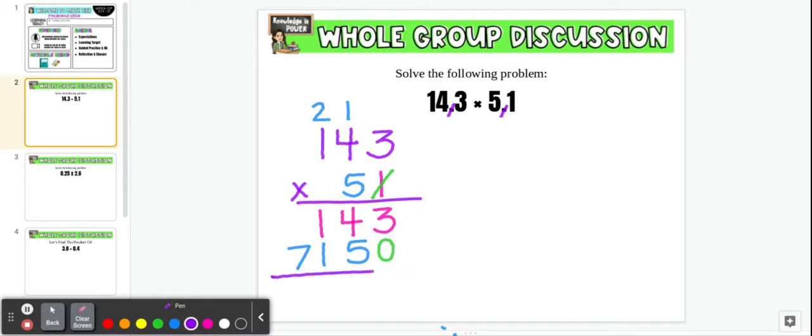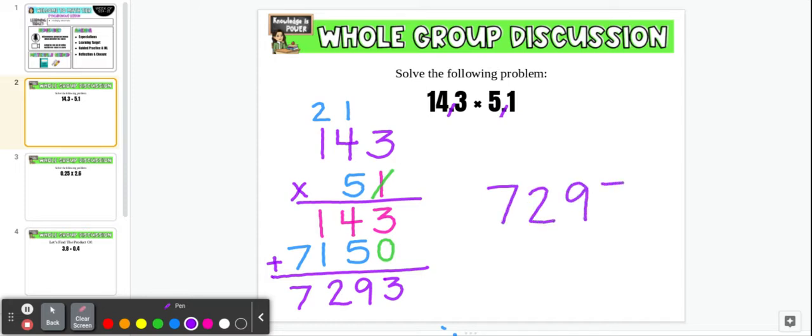Now, once I've multiplied that 5, that second digit, by every digit in the top, I can add these two numbers up. You get 0 plus 3 is 3, 4 plus 5 is 9, 1 plus 1 is 2, and 7 plus nothing is 7. So 7,293.